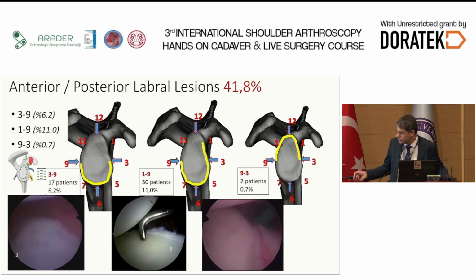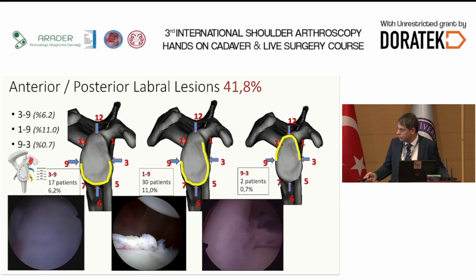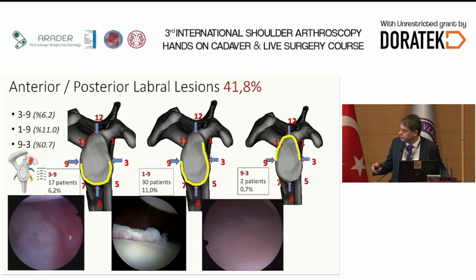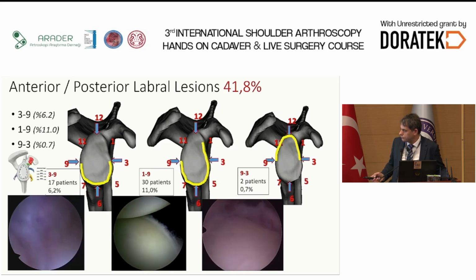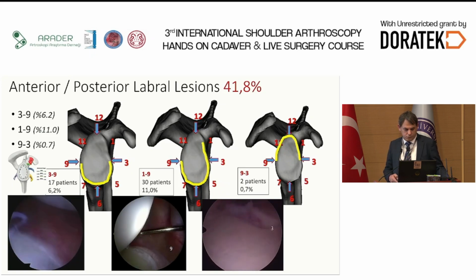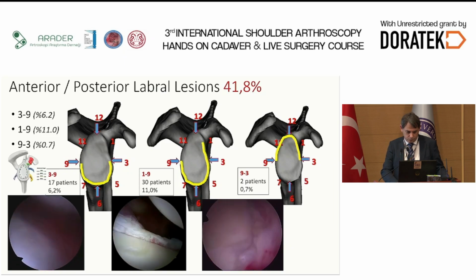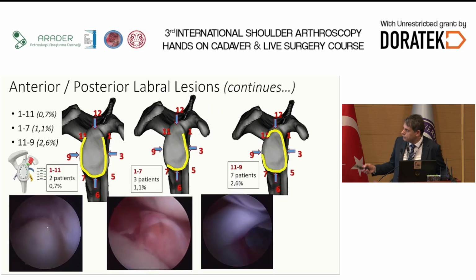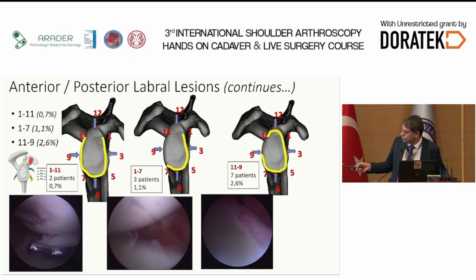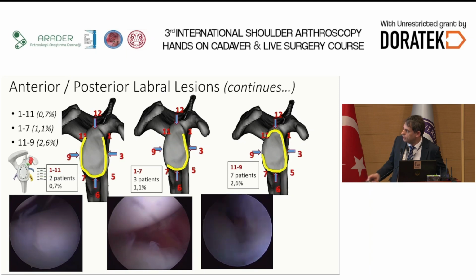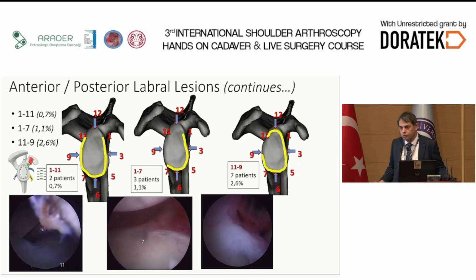You can see these lesions in these videos. This is another variation. It starts from 1 o'clock to 11 o'clock, 1 o'clock to 7 o'clock, 11 o'clock to 9 o'clock.